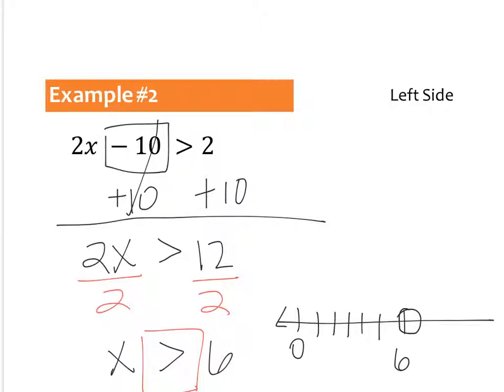From there, I know my answers can be greater than 6. So 7 is an option, 8 is an option, 9 is an option. So I'm going to shade everything that is greater than 6. Okay? Perfect.